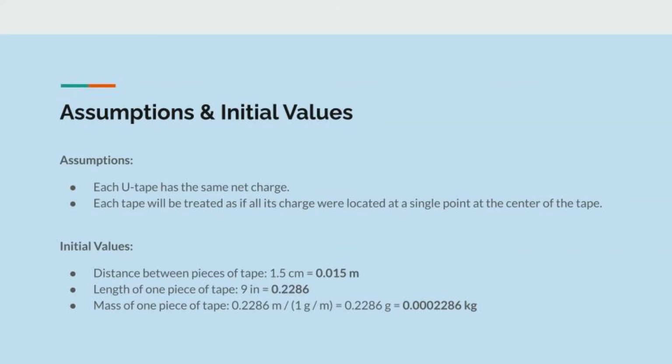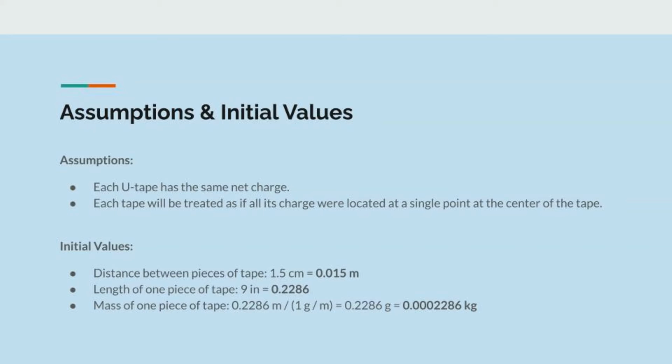There were several assumptions and initial values that were considered when making the GlowScript model. The two assumptions were that each piece of tape has the same net charge, and that each tape would be treated as if all of the charges were located at a single point at the center of the tape. On the GlowScript model, it is shown visually as one point.